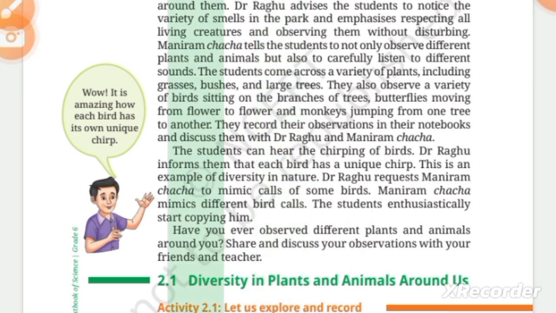Have you ever observed different plants and animals around you? Share and discuss your observations with your friends and teacher. 2.1 Diversity in plants and animals around us. Activity 2.1. Let us explore and record. Plan for a nature walk with your teacher to a park or a nearby forest. While on the nature walk, observe different plants, insects, birds and other animals.